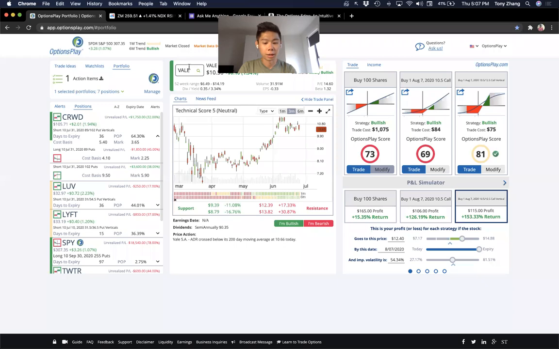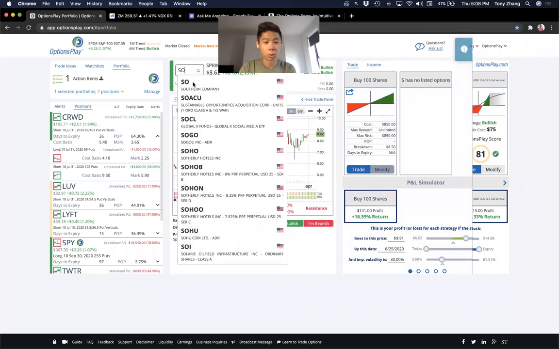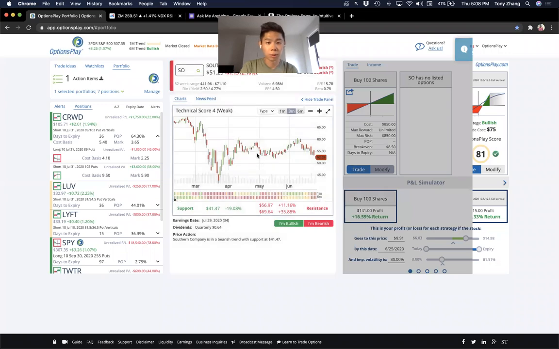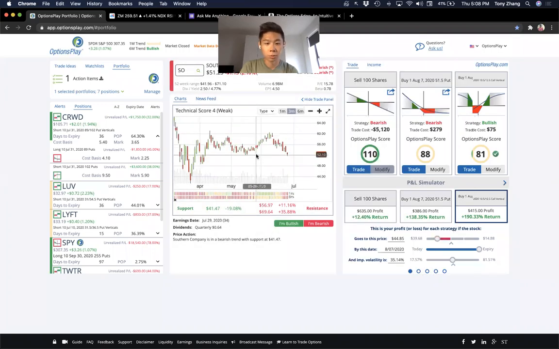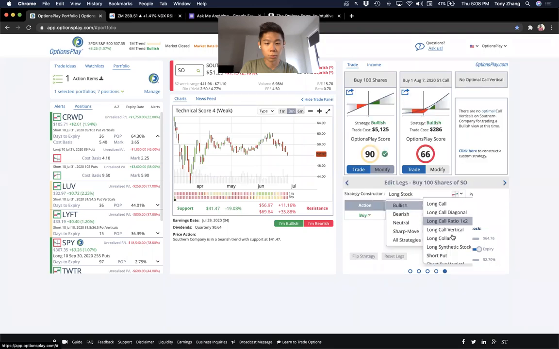Bob is asking if I can look at SO. So SO, utilities have been particularly weak. I haven't looked at SO, but very similar chart. You do have some support here around 52, but again, utilities hasn't been particularly strong. You might get a move up to the $60 level. If you're bullish here on SO, my preference would be, again, selling put credit spreads.